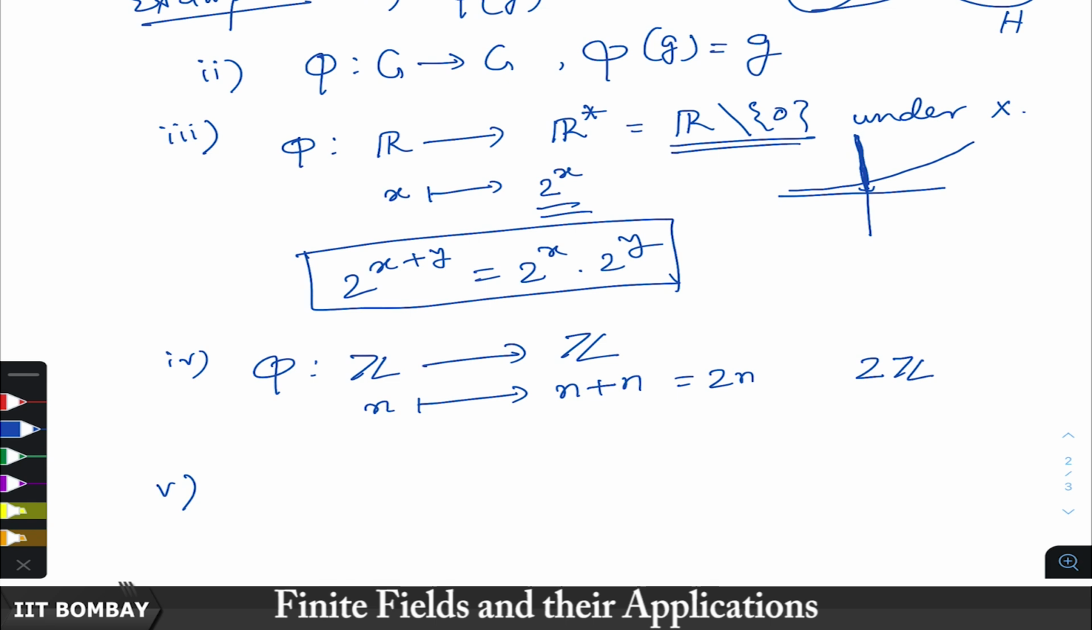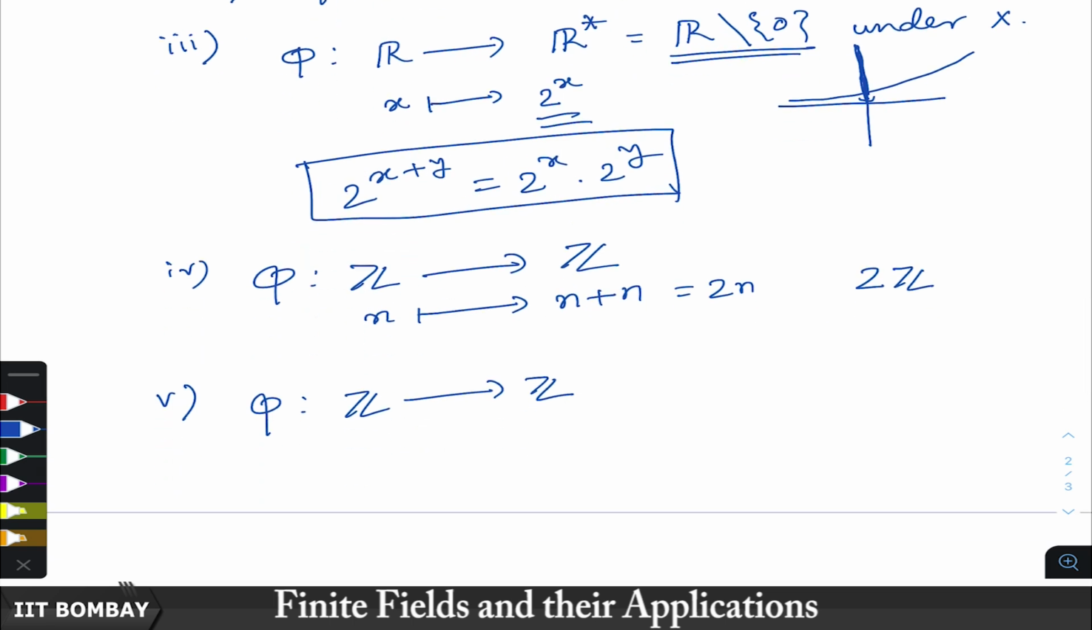Let us take this map from the integers to integers, and let us take a particular number, let us say 5, and this map is n mod 5, which means the remainder of n when you divide it by 5. Okay. So, this is also a group homomorphism.